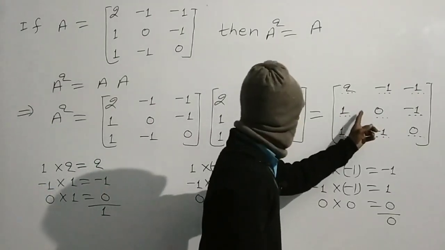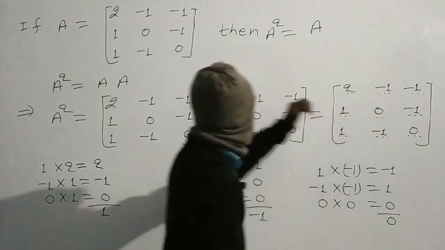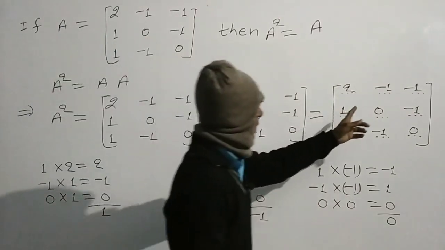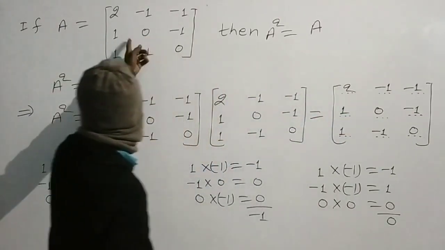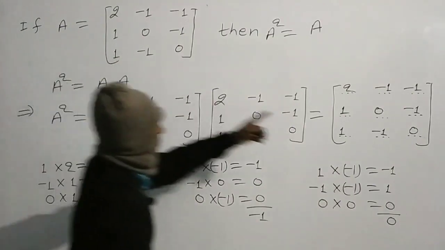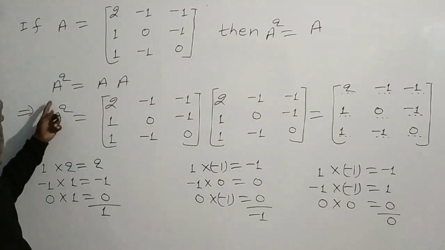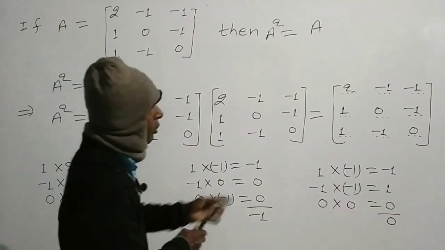Now look at this. This matrix and this matrix are the same. Therefore, this is equal to A, but this is equal to A square. Therefore, A square will be equal to A.